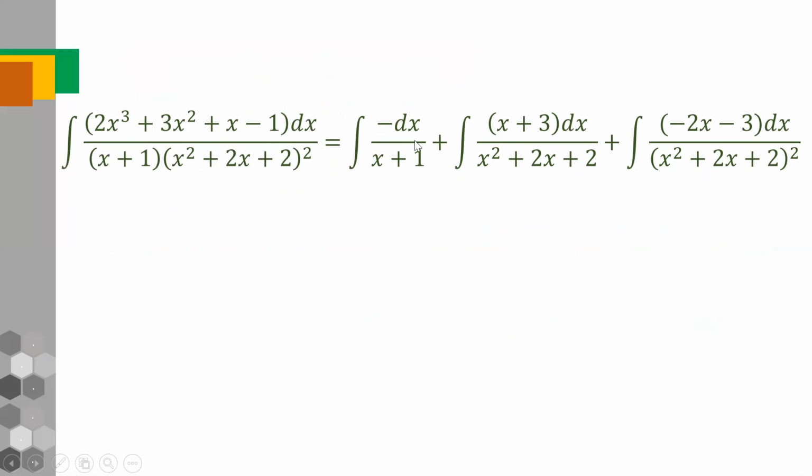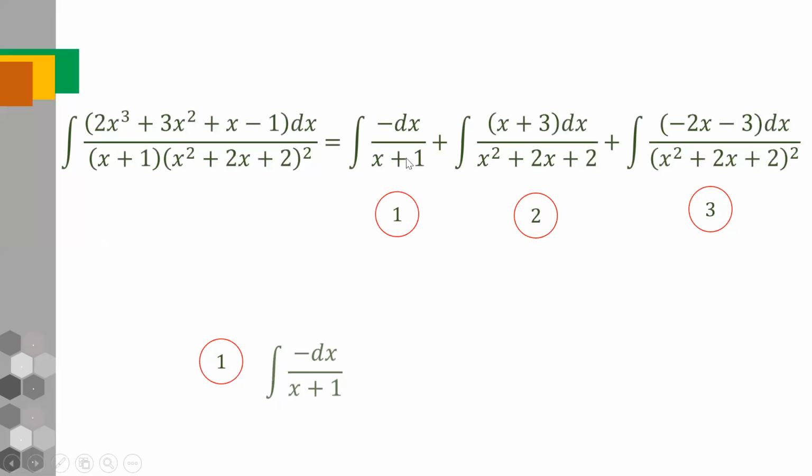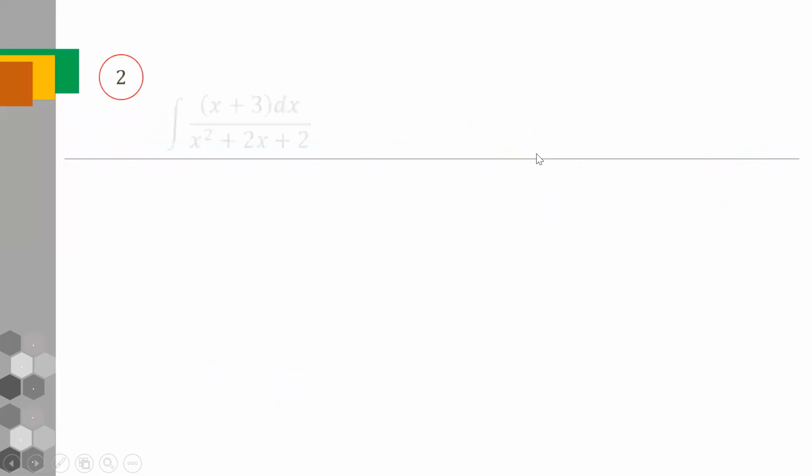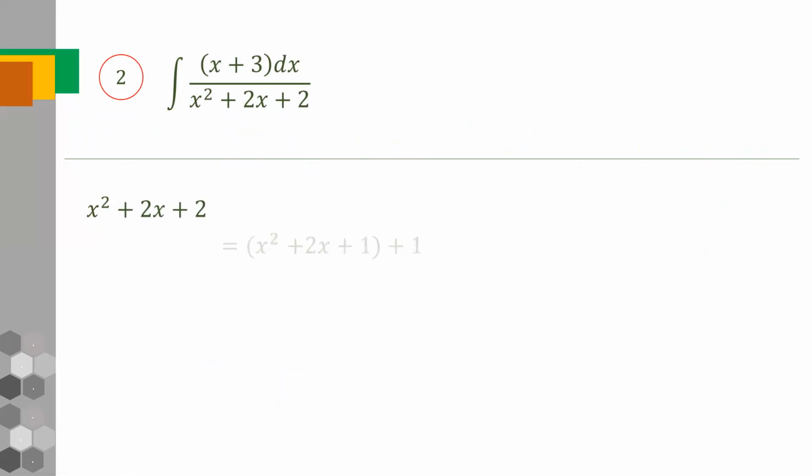The first one can be solved by ln. So your integral of -dx over x plus 1 is just equal to -ln of the absolute value of x plus 1 plus c. For the second one, we have to employ completing the square and then do some substitution. By completing the square, your x squared plus 2x plus 2 is just equal to the quantity square of x plus 1 plus 1.